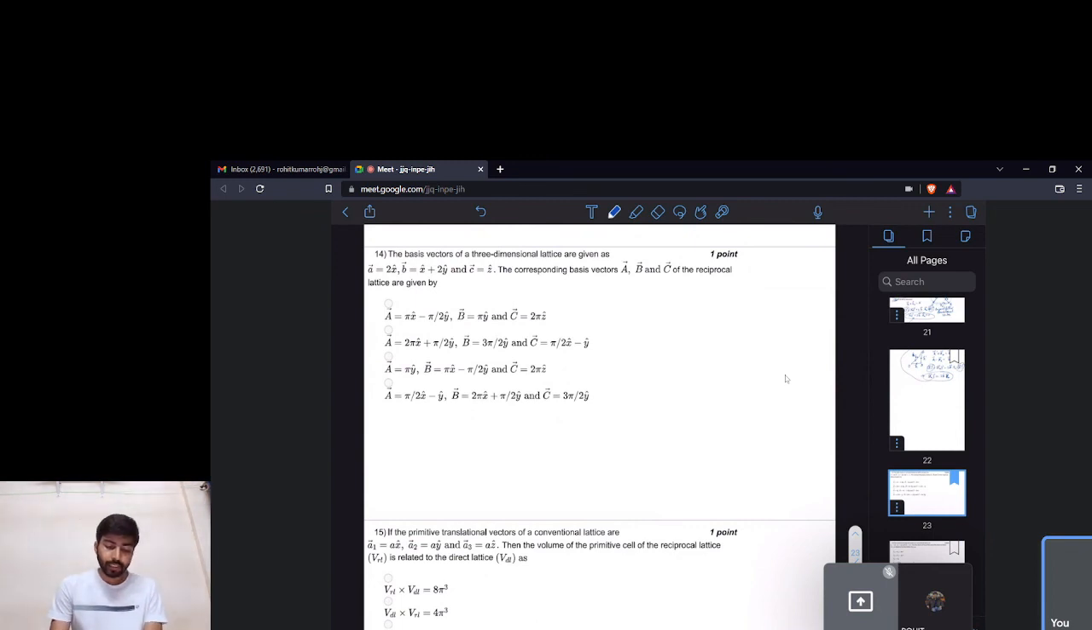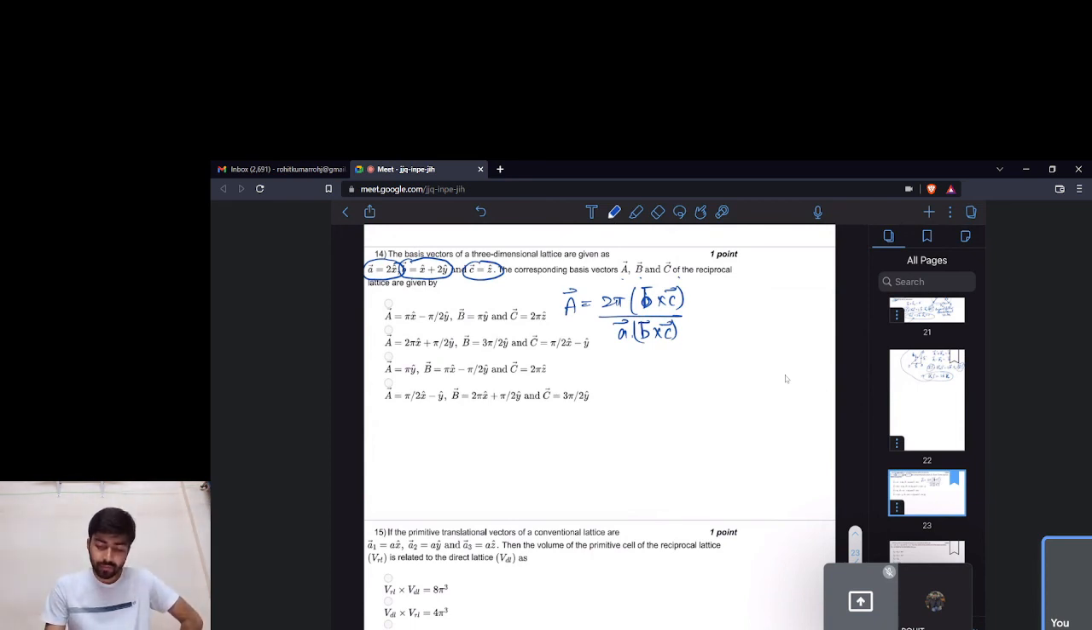Now question 14 says that the basis vectors of a three-dimensional lattice are given as a equal to 2x, b as x plus 2y, and c as z. The corresponding basis vectors A, B, and C of the reciprocal space are: A is 2 pi, b cross c divided by a dot b cross c, as this follows.